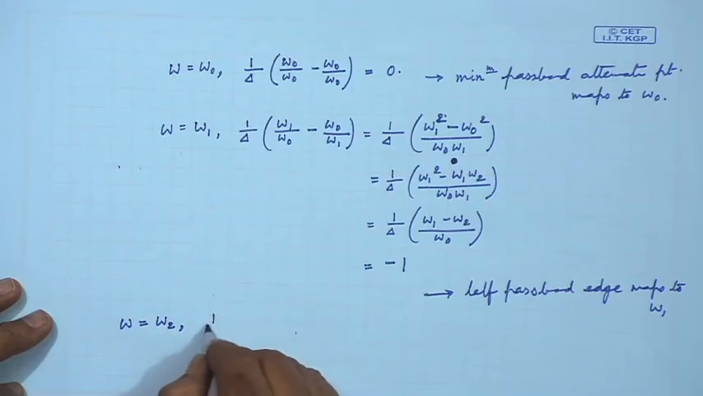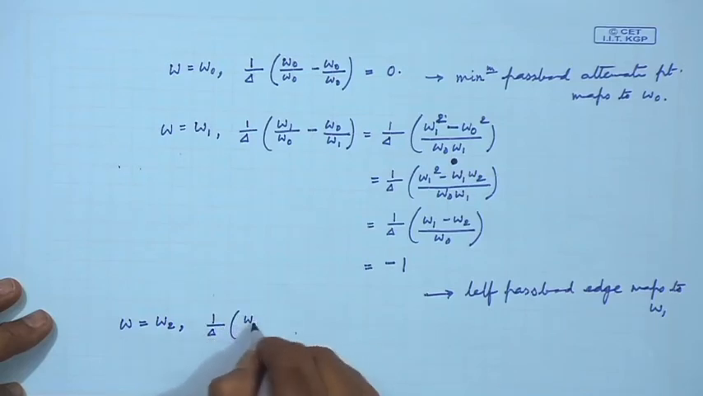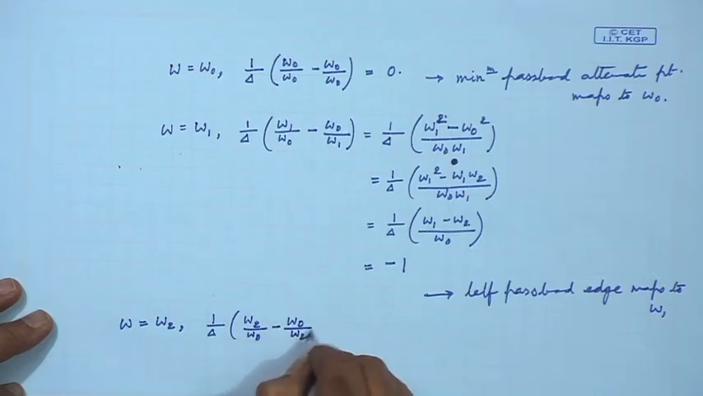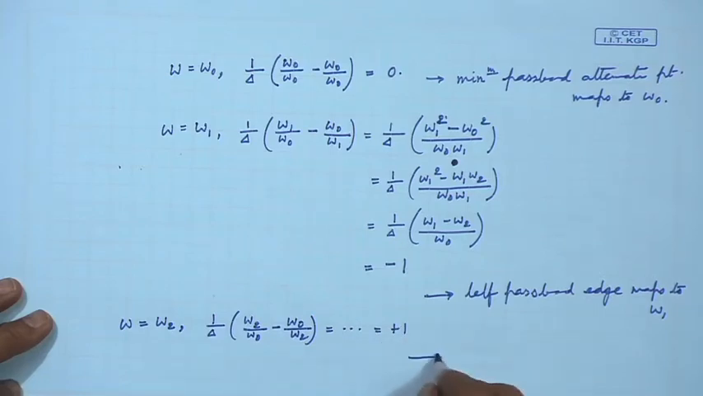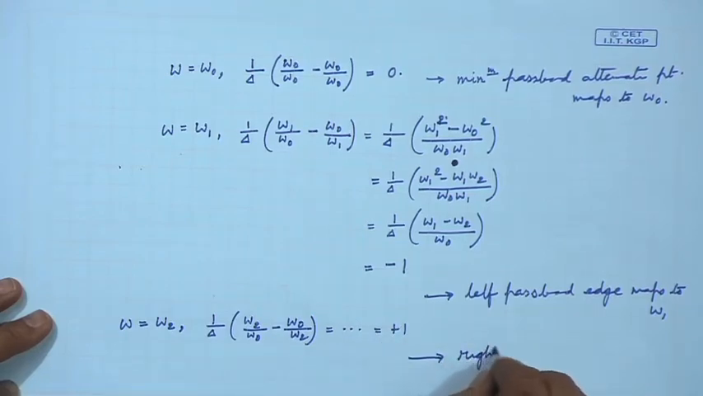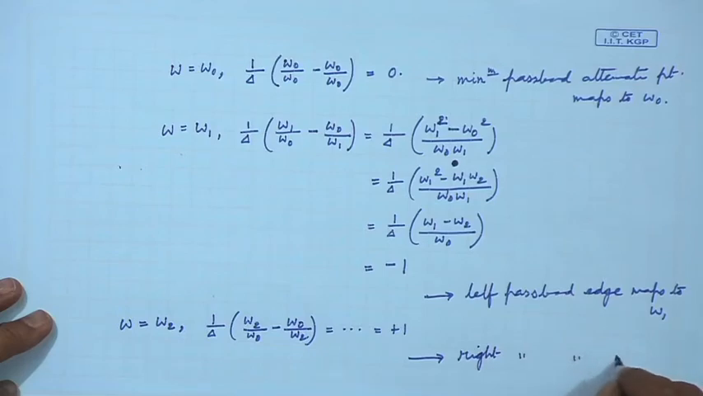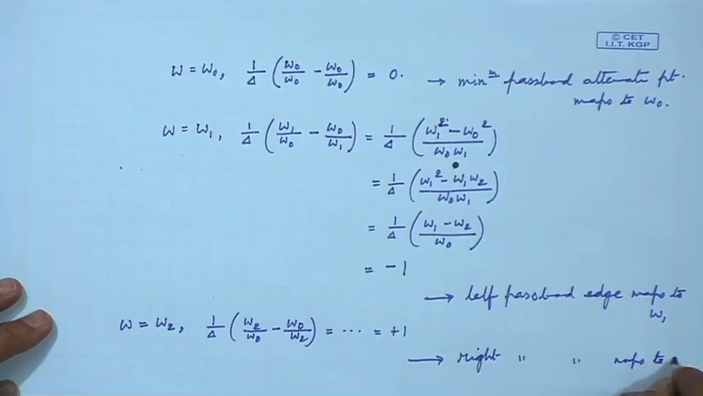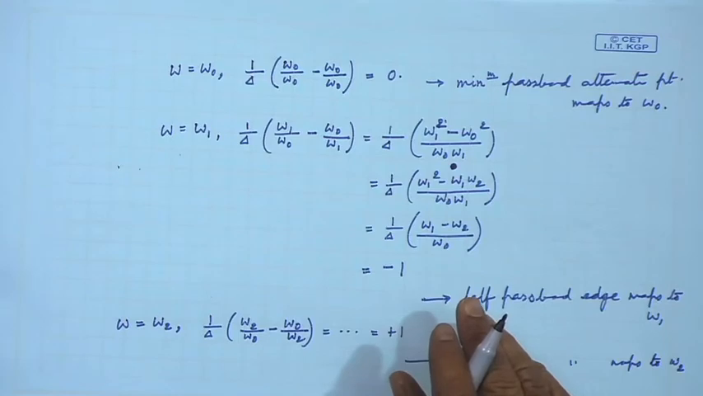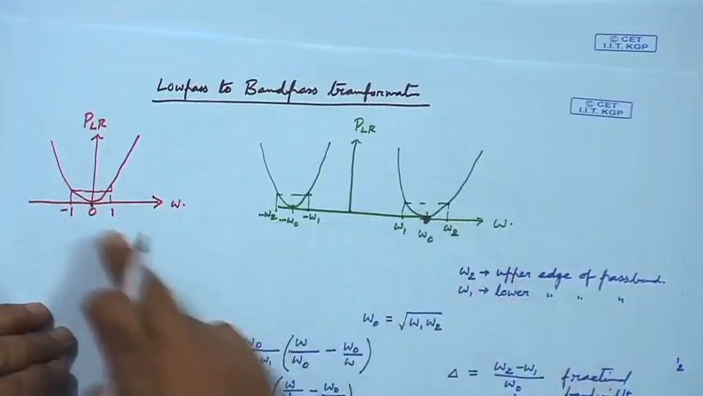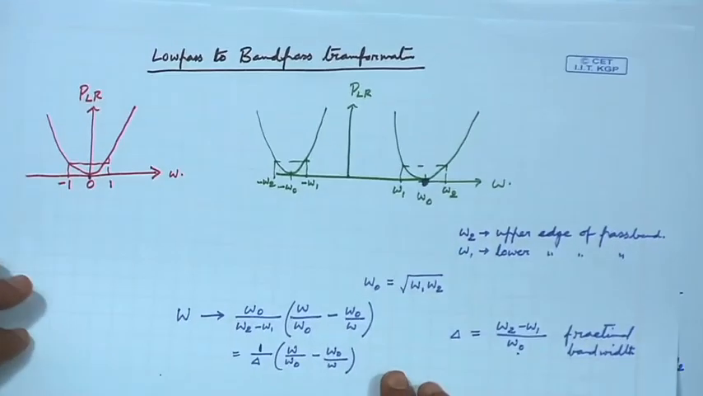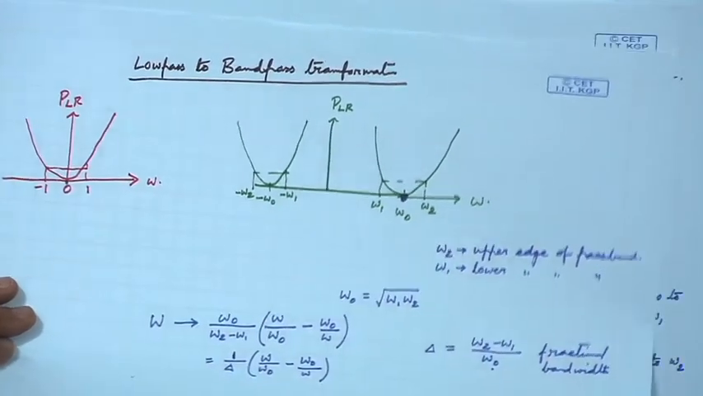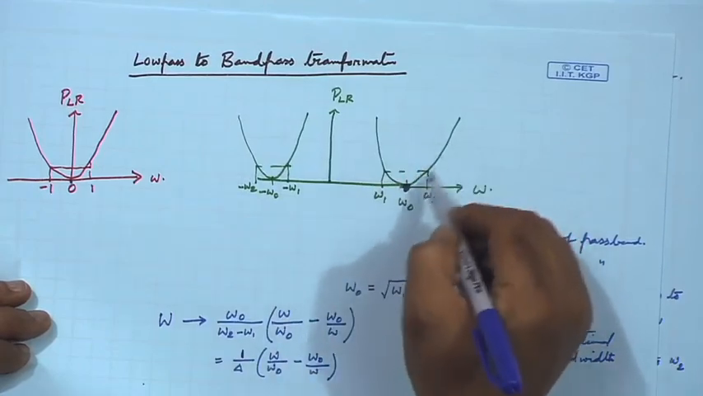the whole thing, 1 by delta times omega 2 by omega naught minus omega naught by omega 2, that becomes plus 1. So, I can say that the right passband edge maps to omega 2, and you get a graph like this. So, this is exactly here. Now this completes this part.